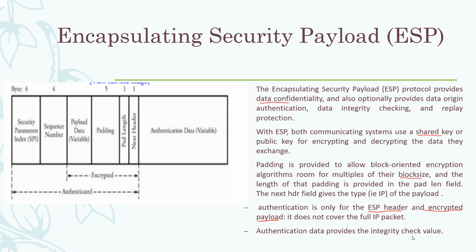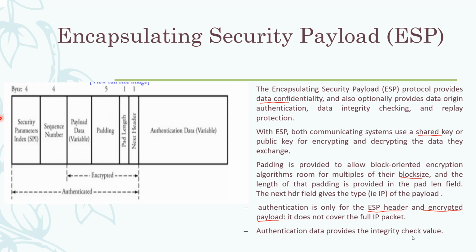And we have this authentication data field. This field provides the integrity check value, and we can see here that authentication is only for the ESP header and the encrypted payload. It may not cover the entire packet. So encryption is for your payload.